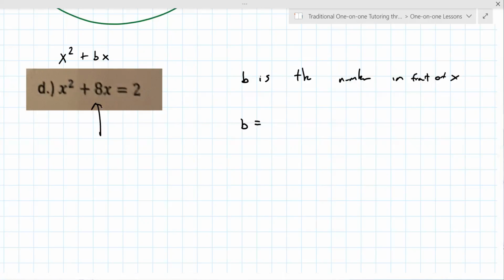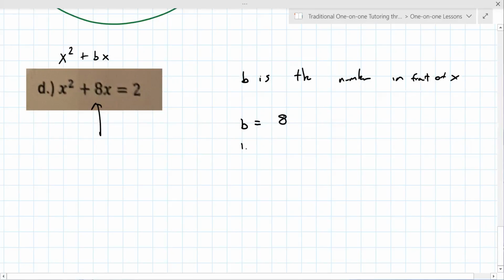All right, and for that right there, what is the number in front of x? Okay, the number in front of x. Do you understand what I'm asking you? Yeah, the number in front of x is 8. Okay.